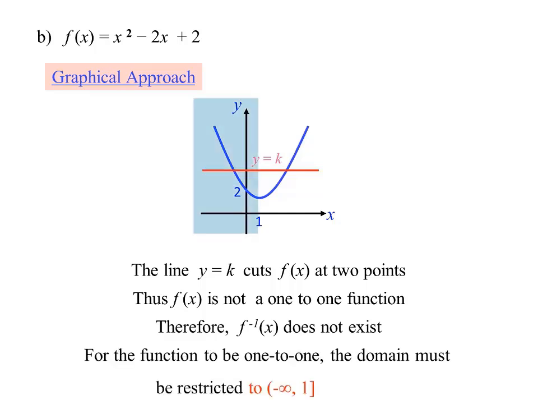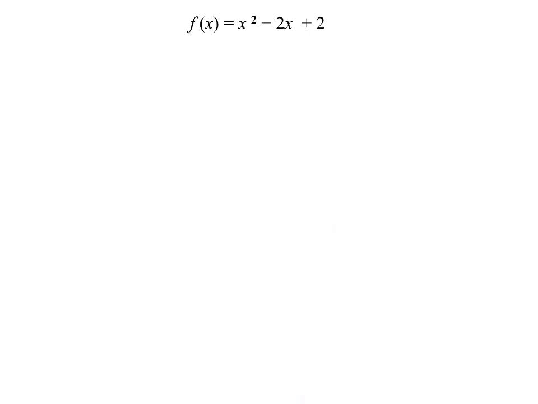In order to make f inverse exist, the function must be a one-to-one function. To achieve this, the domain must be restricted to negative infinity to 1 and including, or from 1 and including to infinity. We have restricted the domain into two separate parts. Next, we are going to determine the inverses of the function. First of all, we have to use completing the square into completed square form or vertex form.